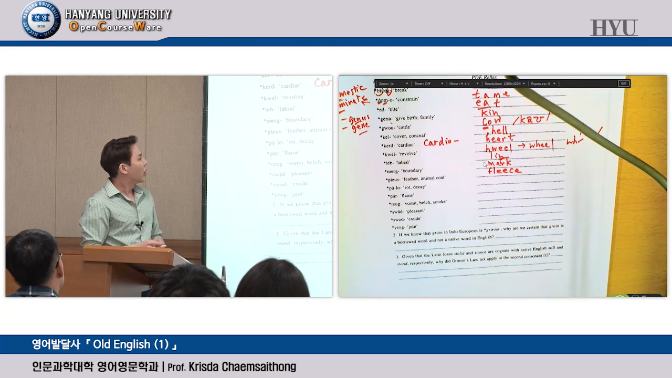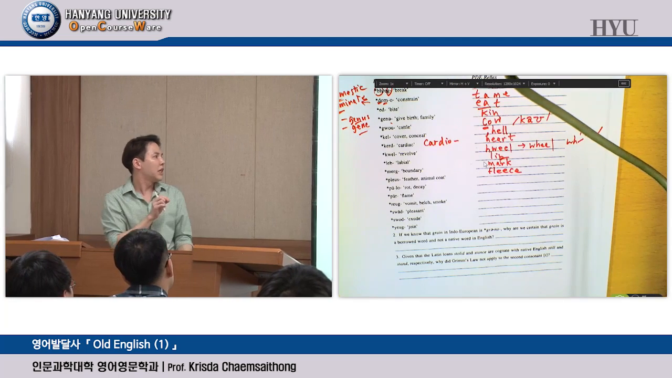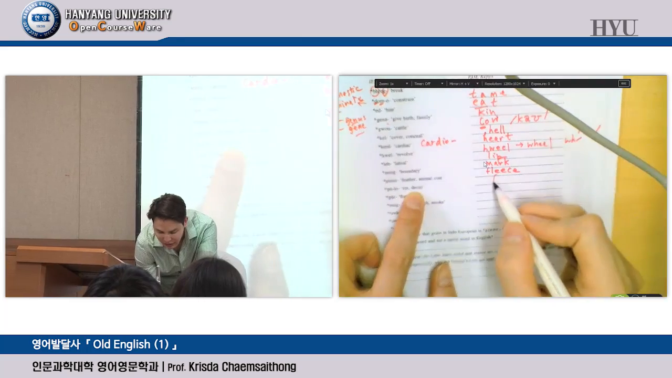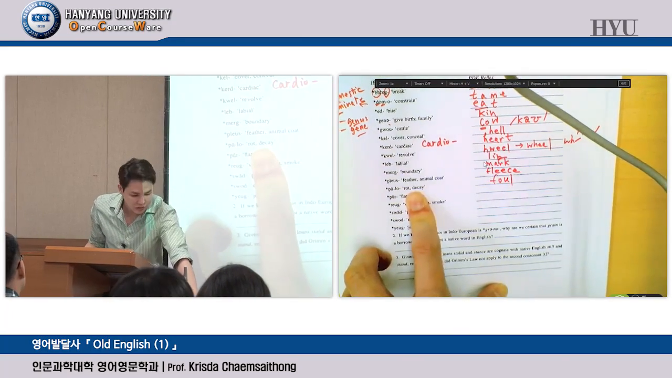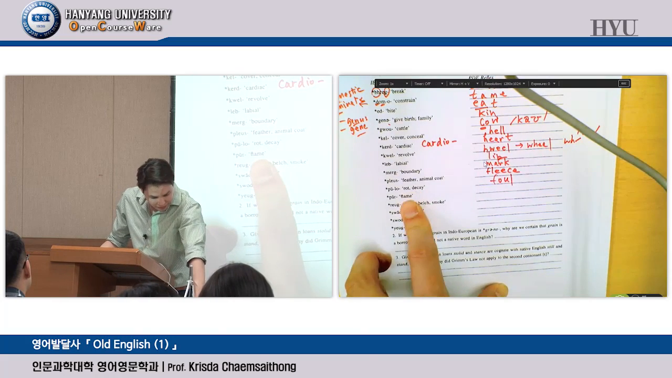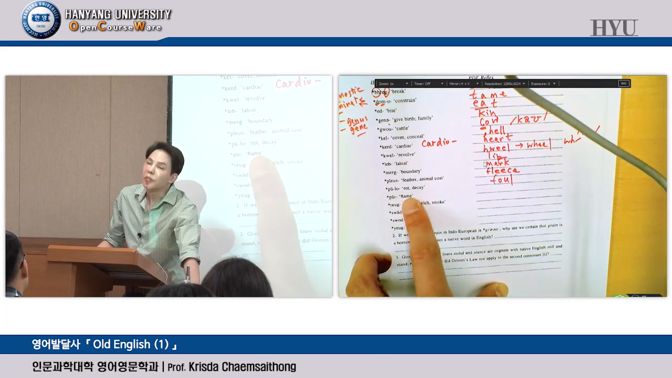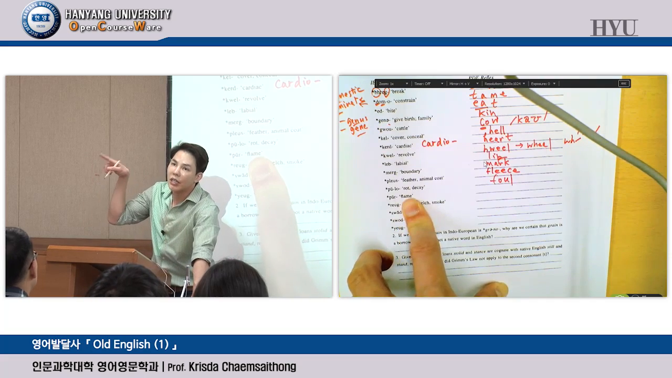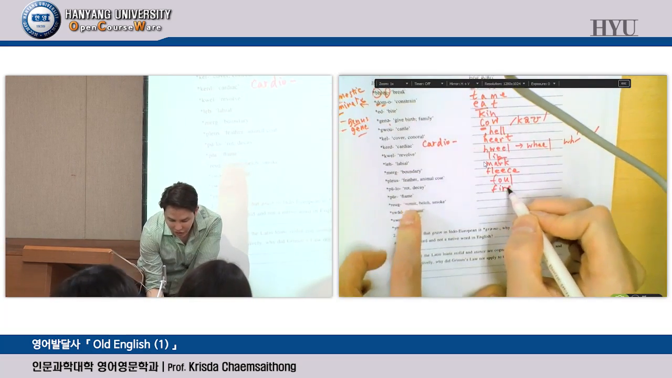Where are we? Pulo, rot or decay. Pulo. So P changed to F also. So decay is foul, right? Foul. Foul is decay. Pour is flame or fire. So P changed to F. So just fire, right?